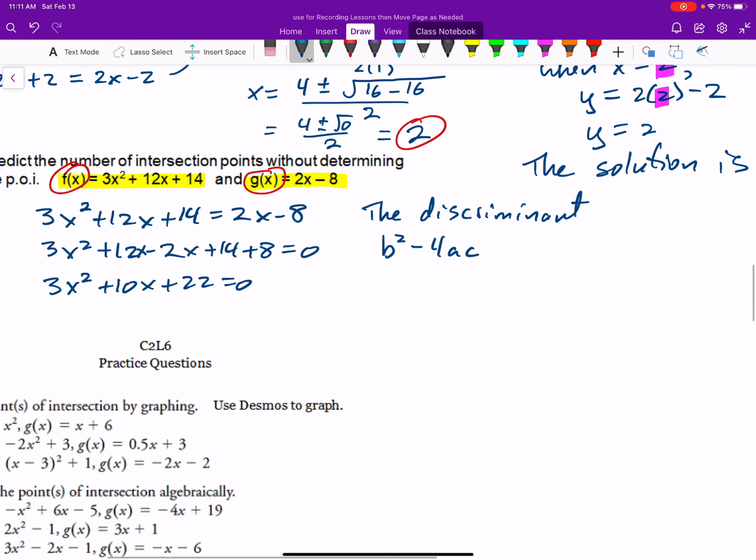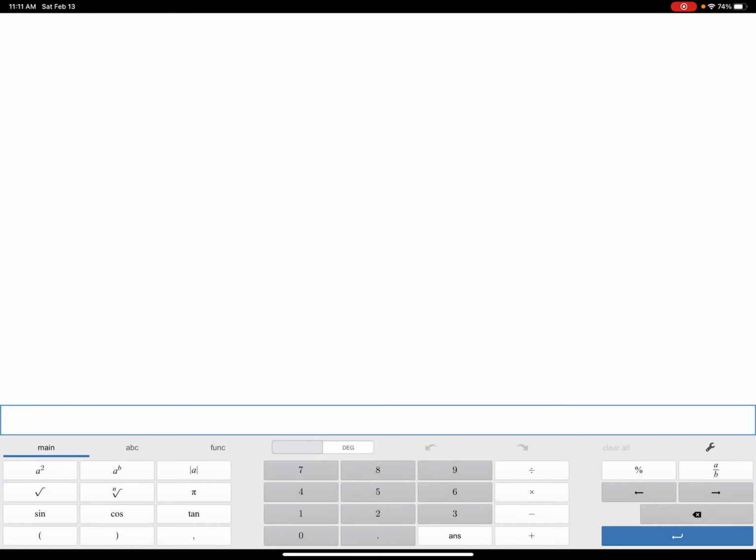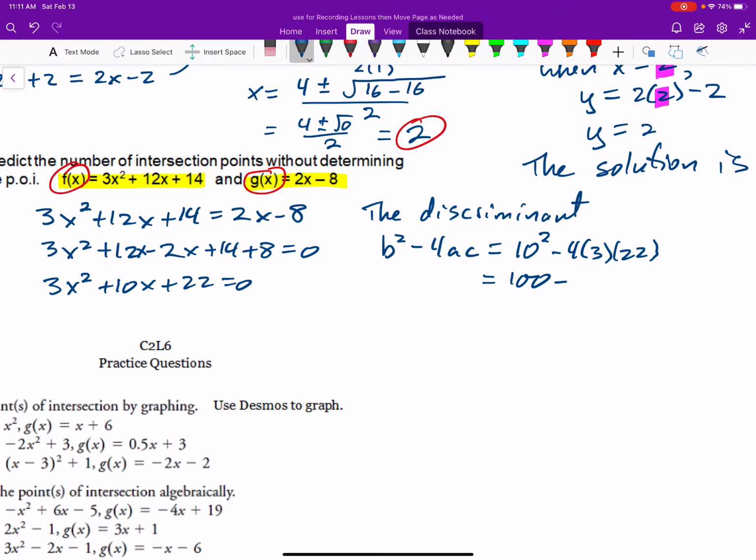So a, b, and c are 3, 10, and 22. So 10 squared minus 4 times 3 times 22 equals 100 minus, I'm not sure what 12 times 22 is off the top of my head, 264, bigger than 100. I probably could have guessed that. So I get negative 164. Again, that negative answer for the discriminant tells me that there's no solutions.